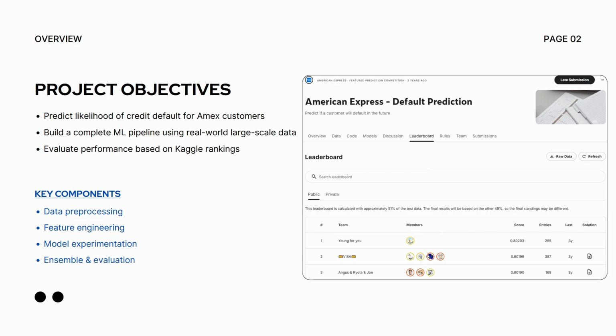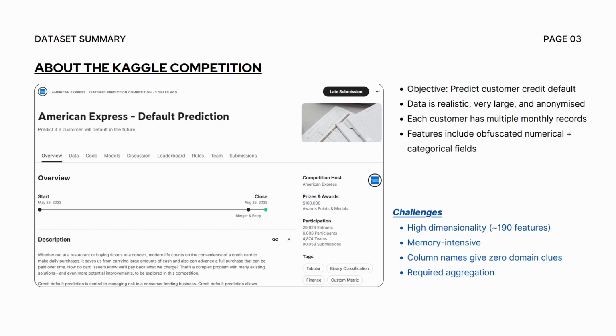So here are the project objectives. We are supposed to predict the likelihood of credit default for a given American Express customer. We have to build a complete machine learning pipeline using the real-world data that they provide us. And we're supposed to evaluate the performance of our model based on other competitors on the leaderboard. So the key components for this project would include data pre-processing, feature engineering, a lot of model experimentation, as well as evaluation for our ensemble model.